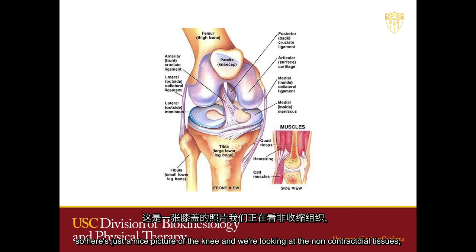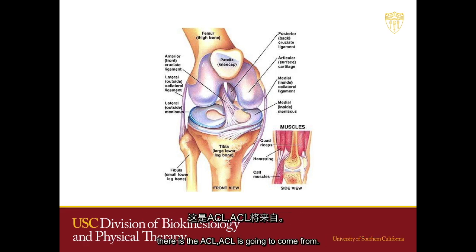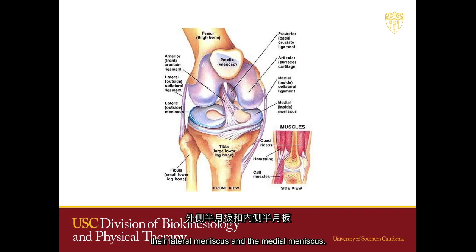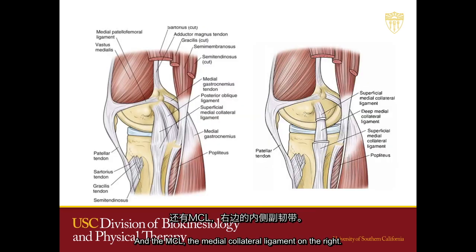So here's just a nice picture of the knee, and we're looking at the non-contractile tissues. You can see a picture right in the middle there is the ACL. The ACL is going to come from the anterior and middle portion of the tibia and then go to the back portion of the femur. You also have the PCL right behind it that's along the posterior aspect of the tibia and the femur. And then you can also see the meniscus, which we've already talked about, lateral meniscus and the medial meniscus. You can also see the LCL, the lateral collateral ligament, on the left, and the MCL, the medial collateral ligament, on the right.